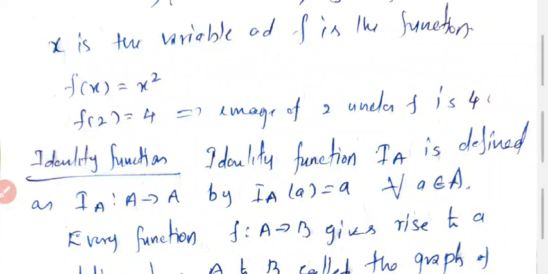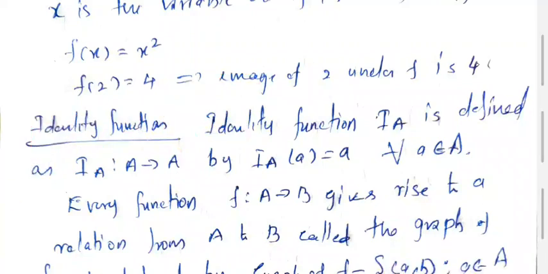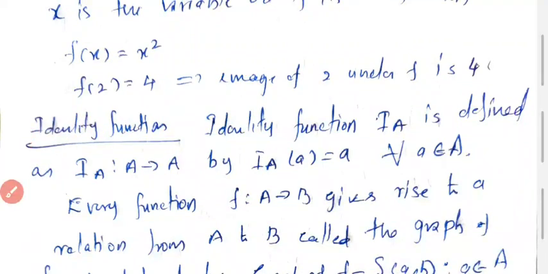Now identity function. From the name itself, identity function is what? It assigns to each element in A itself. That means f of a is a. And usually we denote the identity function by this variable, that is I_A. So this is I_A.